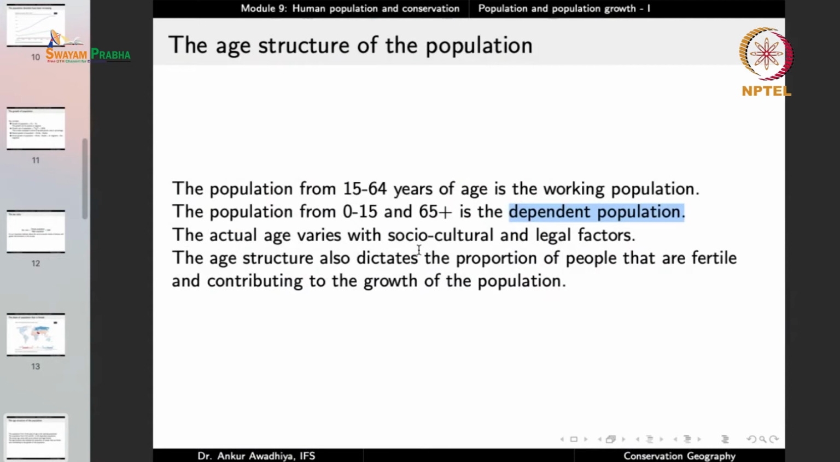The actual age varies with socio-cultural and legal factors, and the age structure also dictates the proportion of people that are fertile and are contributing to the growth of the population. So basically, these people 15 to 64 years of age, or roughly say 15 to 50 years of age, are the ones that are contributing to the population growth as well.